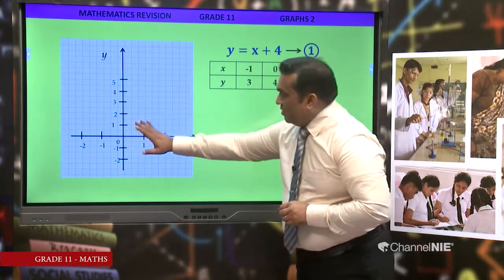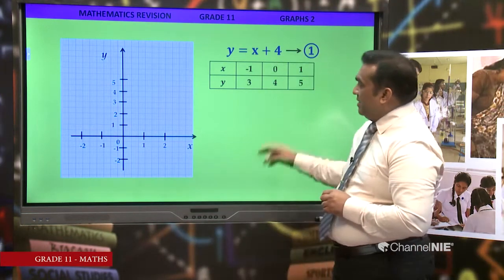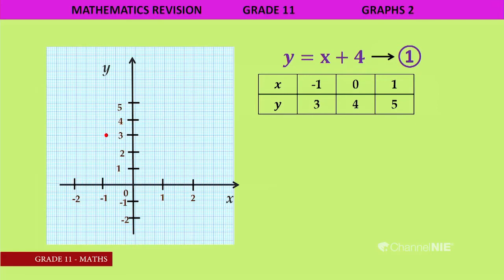Now, this is the scale. You can mark points like this: minus 1, 3; 0, 4; then 1, 5. Now you can join. After joining, you have the straight line of the equation y equals x plus 4.